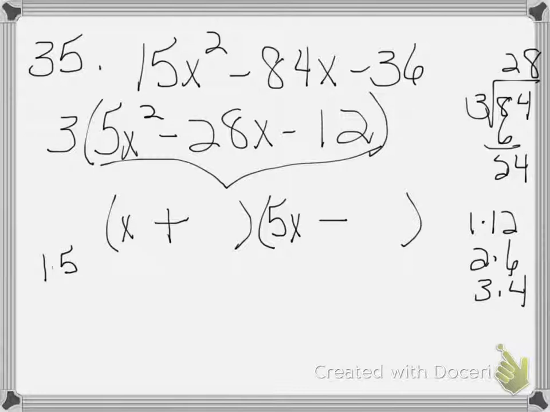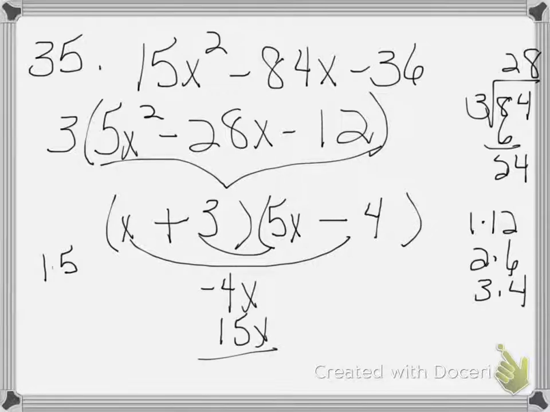Again, I'm going to start at the bottom and work my way up. And I'm guessing. I'm going to put a 3 here and a 4 here. So my outside term is a negative 4x. My inside is 15x, which is 11x. I want a negative 28x. That is not negative 28x. So that does not work. I'm going to switch the 4 and the 3 around.